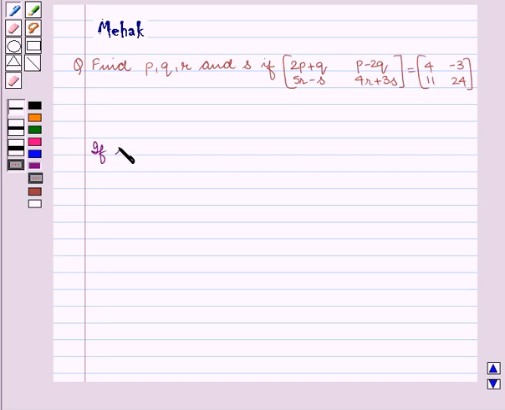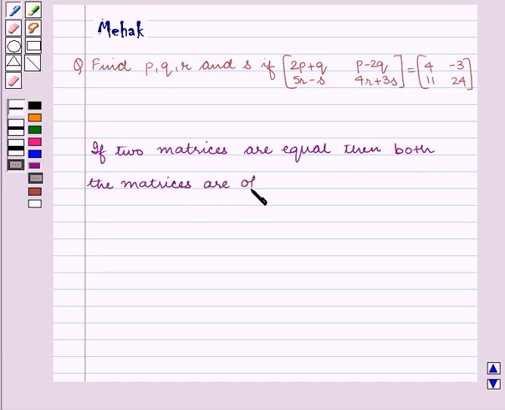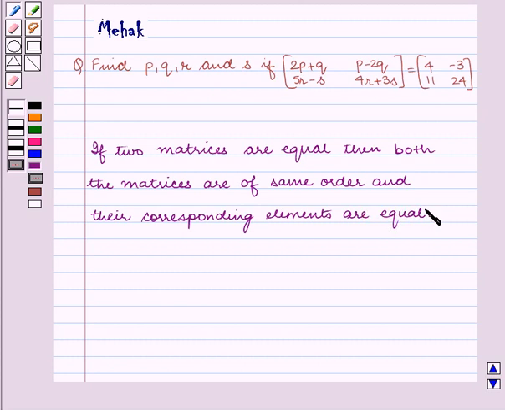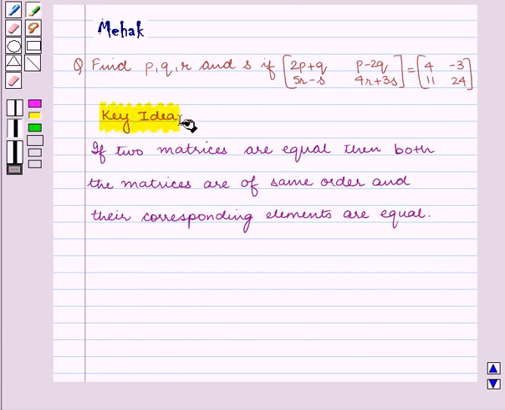If two matrices are equal, then both the matrices are of same order, and their corresponding elements are equal. With this key idea, let us proceed with the solution.